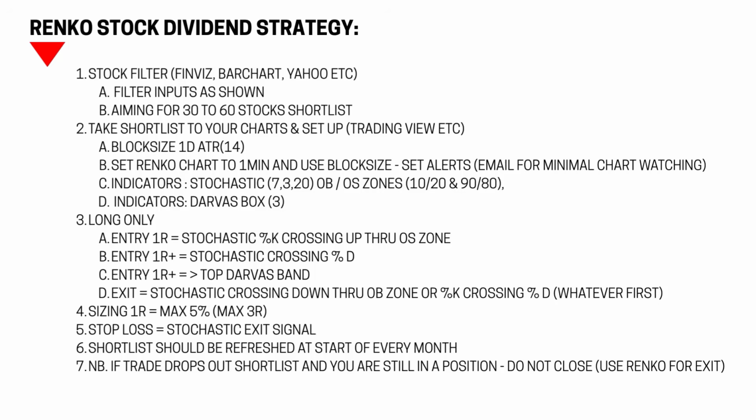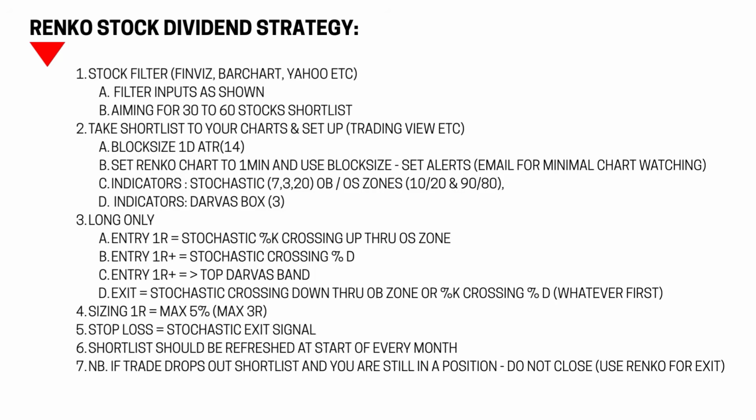Like I said, we've set our alerts around the indicators below, which are the stochastic, set to 7, 3, 2, 0. We're looking for those overbought and oversold zones at 10, 20 and 90, 80, and the other indicator, the Darvas box, set to 3. Remember, this is a long only strategy. We get out of the drawdowns that you would with a sort of passive dividend investing strategy, because the stochastic gets us out of that trade, so we're not sitting there through that horrible down period, so we don't have to stress so much. And how do we get in?